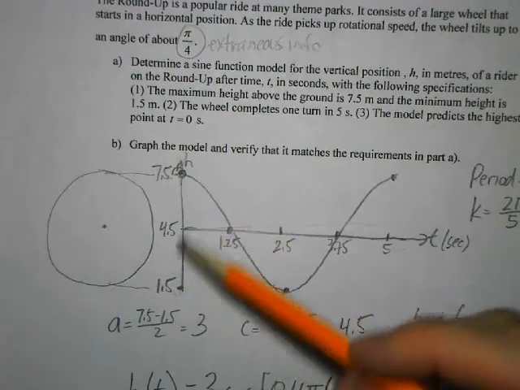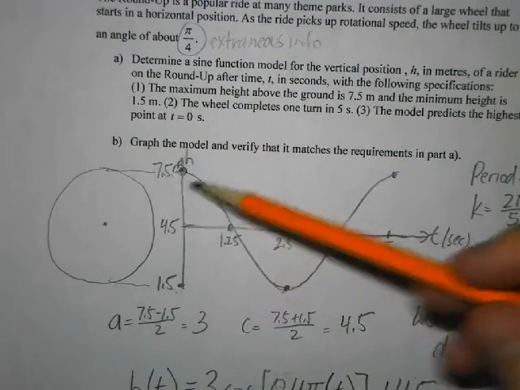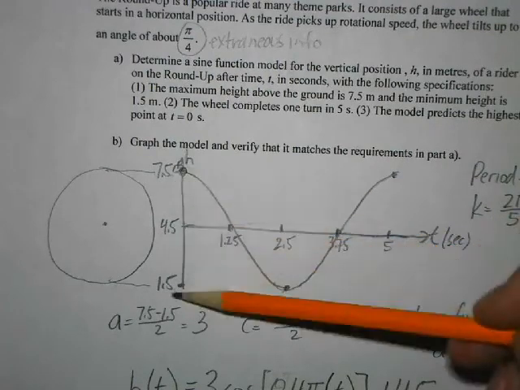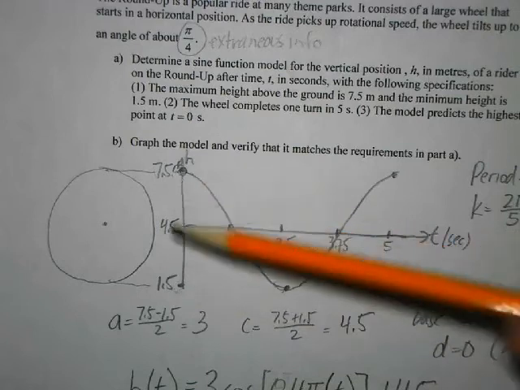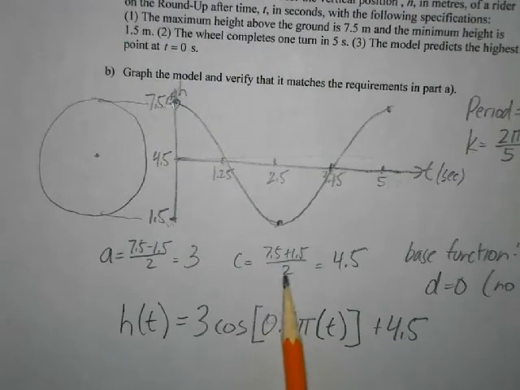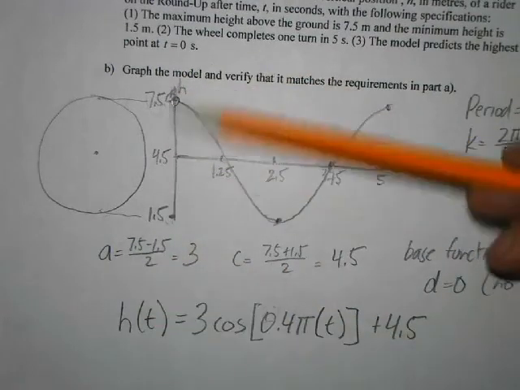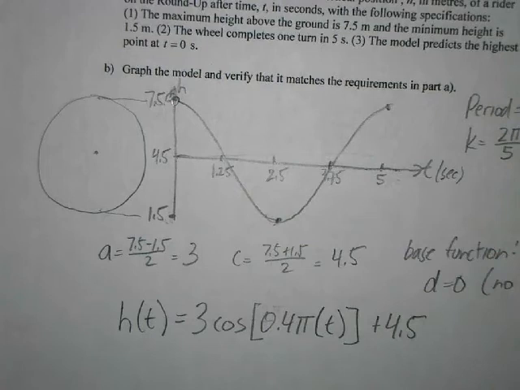Remember the formula we used to get the C value? You add these two values together and divide by 2 because you're averaging. So there's where I calculated C. 7.5 plus 1.5 is 9. Divided by 2 is 4.5. So I got my vertical scale. Now I move to my horizontal scale.